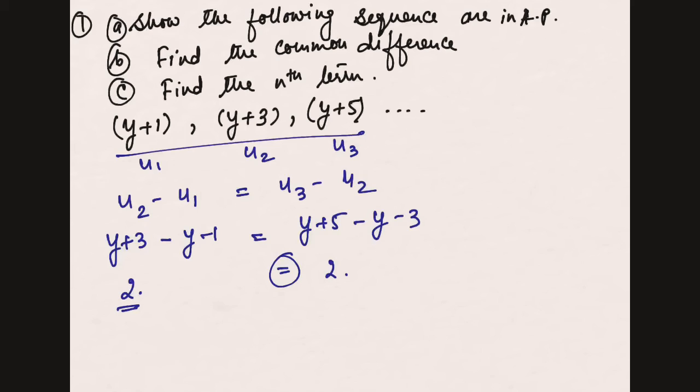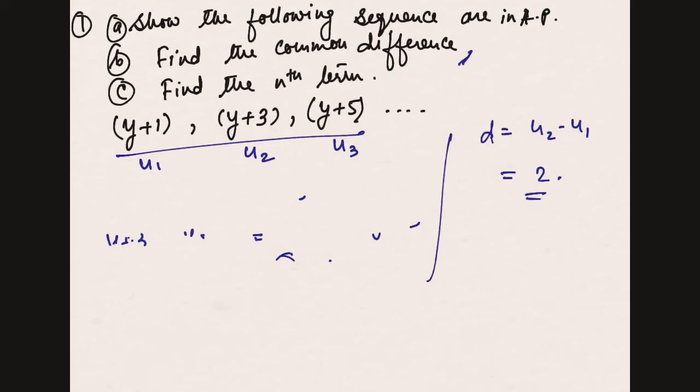So this equality is established, and then it is in AP because they have the same common difference. Here I also find the common difference, the same thing: D equals U2 minus U1, which is 2. So the common difference is 2. Now there is another question: what is the nth term? To find the nth term, there it is, part B.